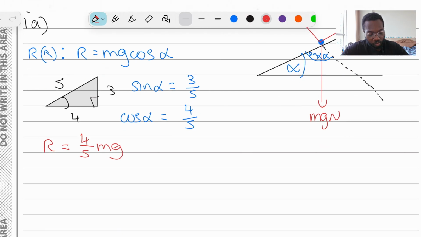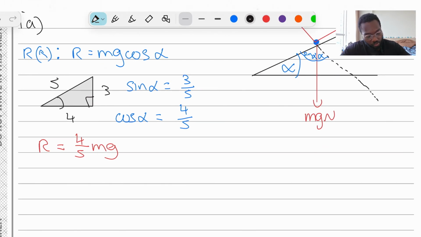And now for 1b, we need to show that mu is equal to 3/4. So to show that mu is equal to 3/4, what do we know about mu? Well, we know that the equation for friction is friction is equal to mu R. Right now, we've already worked out our normal reaction, and that is 4/5 mg. So if we can work out the frictional force, we can just do the frictional force divided by the normal reaction, and that should give us our mu value of 3/4.